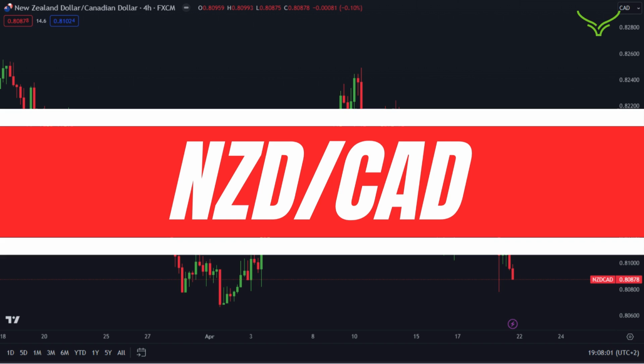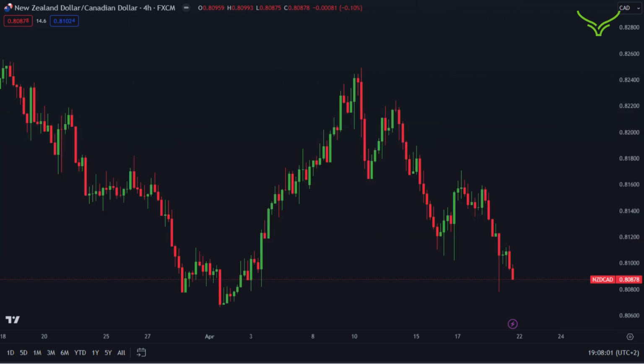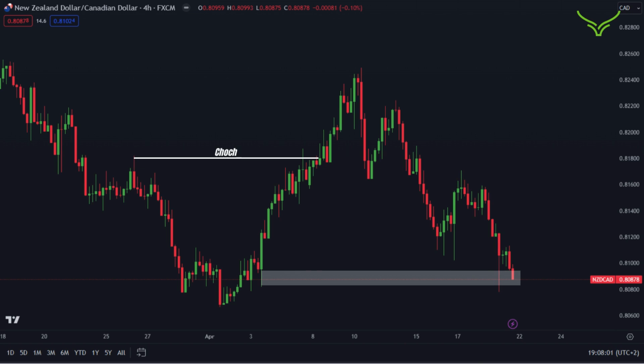Now, let's delve into the New Zealand dollar to Canadian dollar pair. Starting from the 4-hour chart, we initially observed a downtrend until price broke above a previous high, signaling a potential trend reversal. Price has printed a clear demand zone, indicating a potential opportunity for buying. From this higher timeframe perspective, it is clear that the market will be pushing to the upside, meaning that we will be looking for buying opportunities.